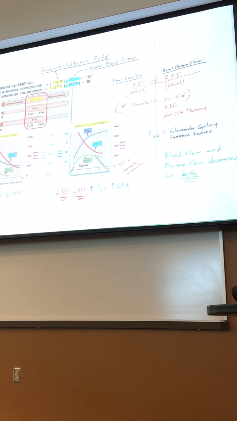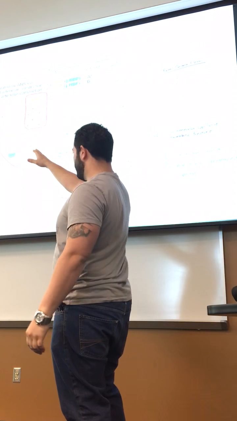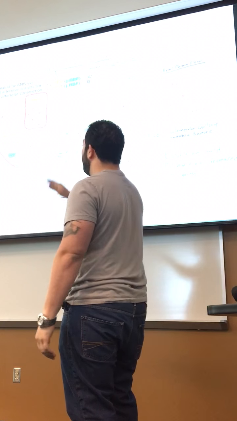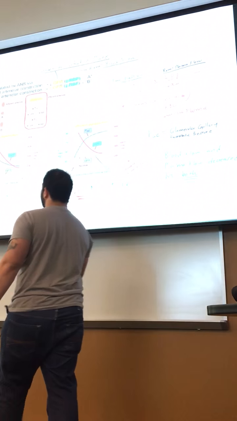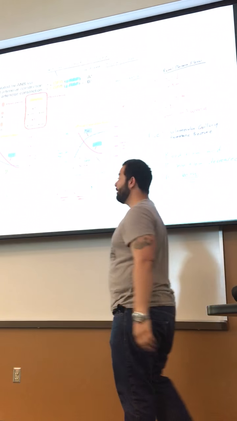But when we look at the bottom graph, you look at the plasma. On the first side, you see that afferent constriction decreases everything. So hydrostatic pressure is going down, obviously. Renal plasma flow is going down, and GFR is going down. So remember, renal plasma flow and renal blood flow are proportional to each other.